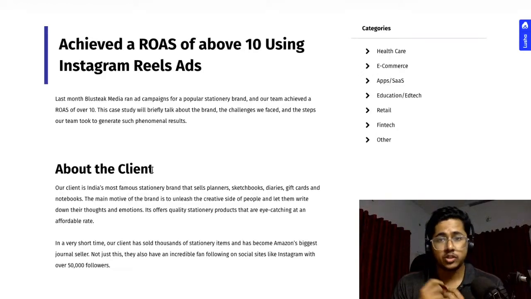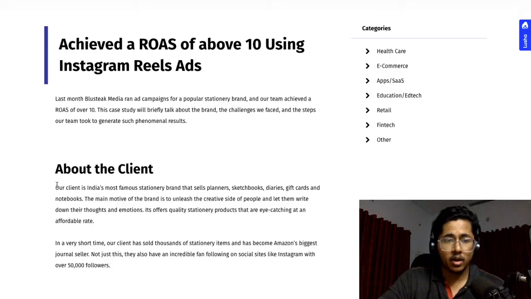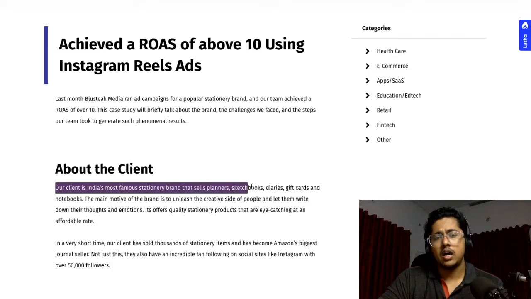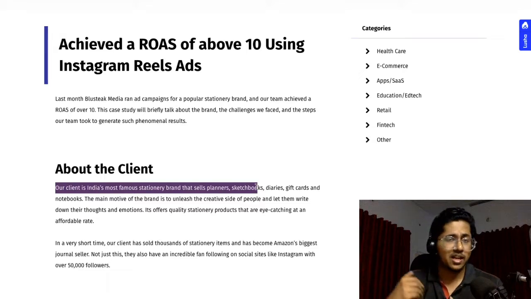I am Jason Thomas, co-founder of Blusteak Media, and today I'll be explaining three simple steps that we took to get 10 ROAS for a client of ours. Talking about the client, they are one of India's leading stationery brands. They sell journals, sketchbooks, diaries, all this stuff. Very interesting brand.